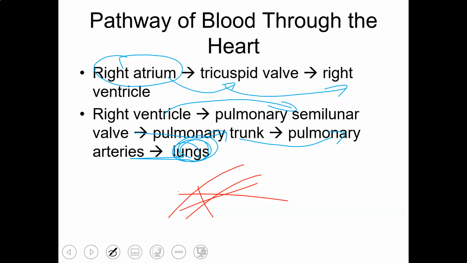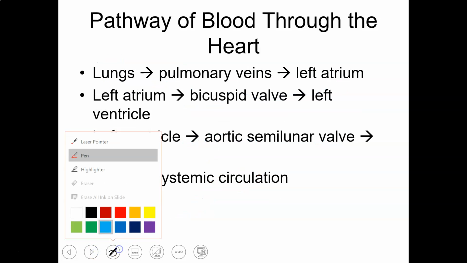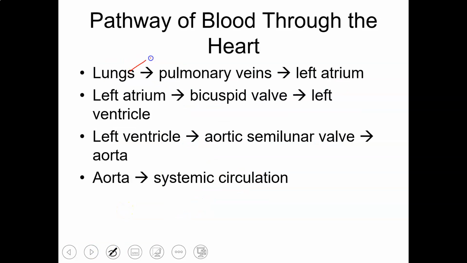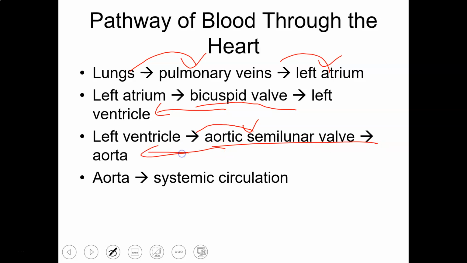Now, what happens in the lungs? Well, the blood picks up oxygen. Now that it's picked up oxygen, it comes back to the heart through pulmonary veins, the left atrium, and through the bicuspid valve, down into the left ventricle, out the aortic semilunar valve, to the aorta, and then out to the body. And then in the body, it loses oxygen, and this process starts over.